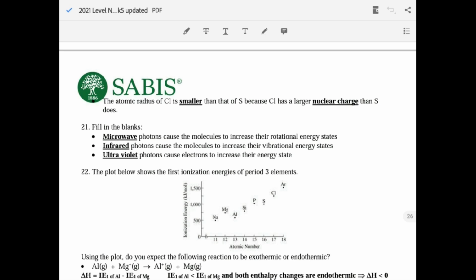The atomic radius of Cl is smaller than that of S because Cl has a larger nuclear charge. What this means is Cl is very small compared to S, because having a larger nuclear charge means it attracts the electrons more.